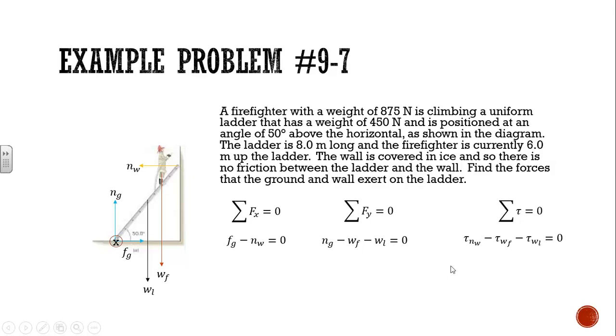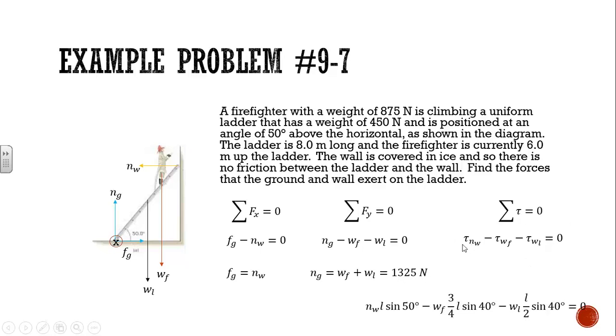What that means is I could say the torque from NW minus the torque from the weight of the firefighter minus the torque from the weight of the ladder equals 0. This has to be a counterclockwise torque, and these two have to be clockwise torques. Now I could solve out the normal force from the ground on the ladder. It's 1,325 newtons. That's because it's just the weight of the firefighter plus the weight of the ladder. I know that these two forces are going to be the same, so if I can solve for this force, I've also solved for that force.